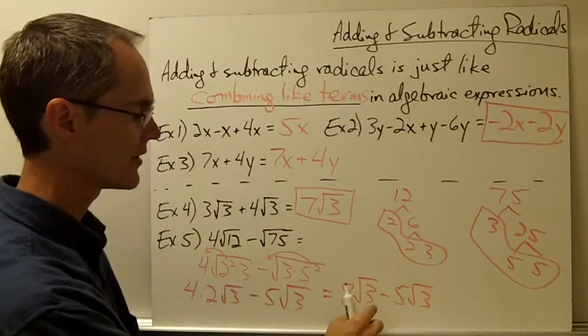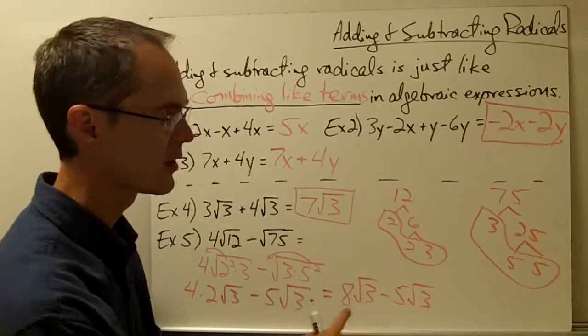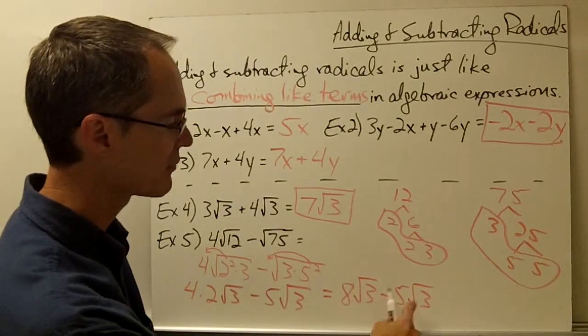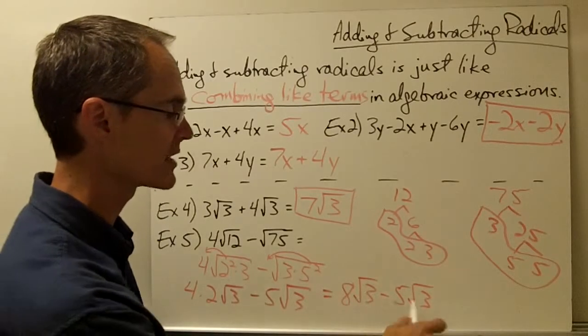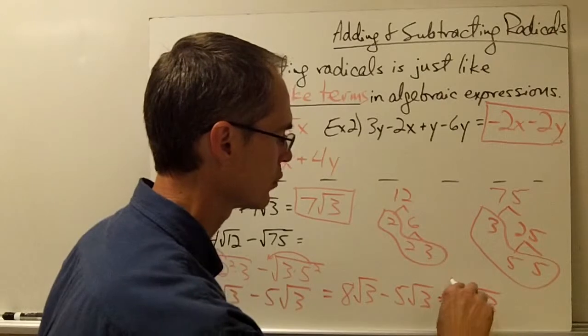And it turns out that these do, in fact, once I write them in simplest form, I can see they are both radical 3 expressions. So 8 radical 3 minus 5 radical 3 would be the same as 8x minus 5x, which is 3 radical 3.